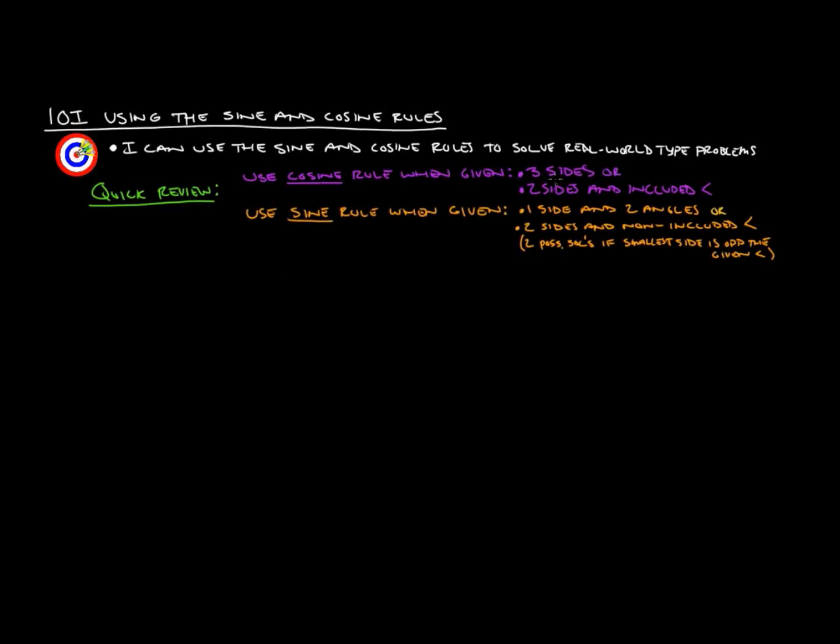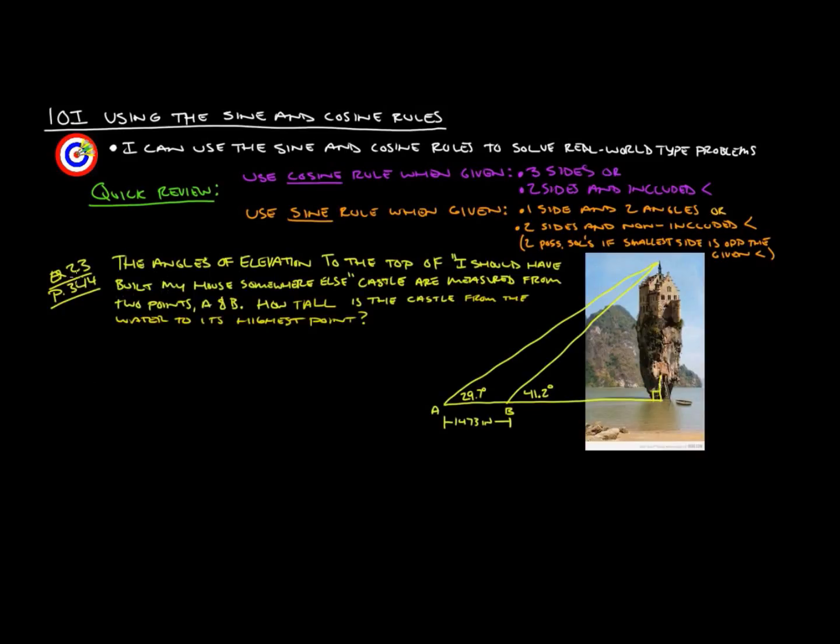We use the cosine rule when we're given three sides, or two sides and the included angle, and we use the law of sines when we're given one side and two angles, or two sides and the non-included angle. All right, so let's take a look at an example. This is similar to example 23 from page 344.